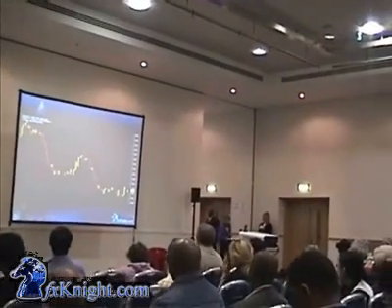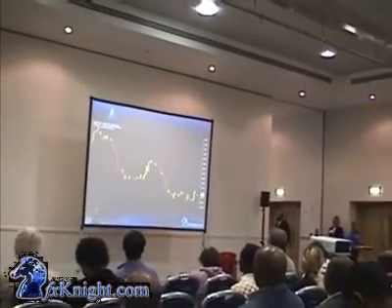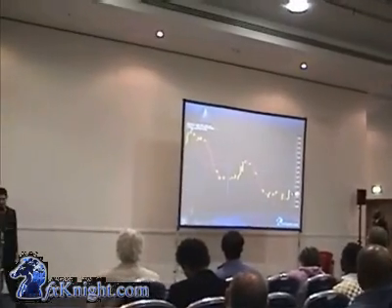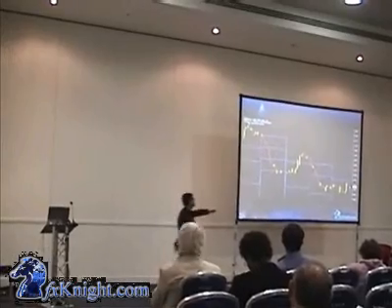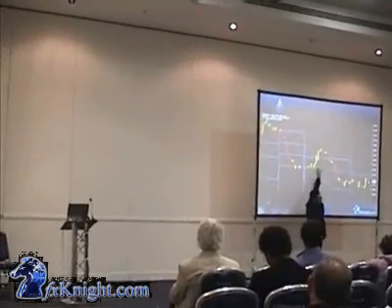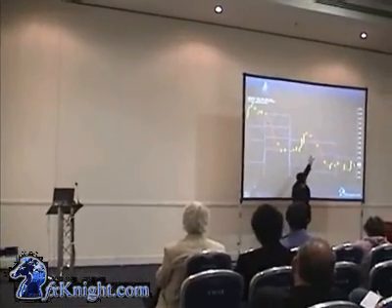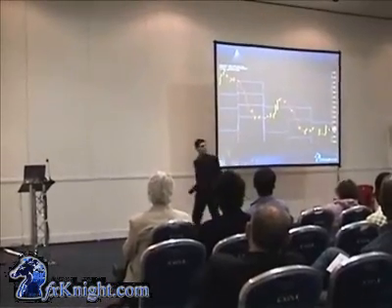Okay? This is a chart of the pound against the dollar, 1-hour chart from earlier this week. Let me throw on the pivot points. You can actually see here, the purple line is the central pivot point, R1, S2, and so forth.